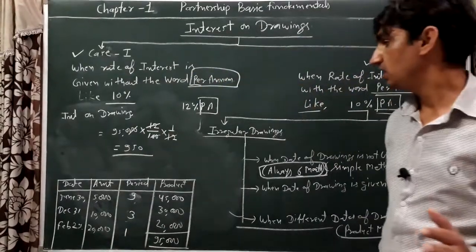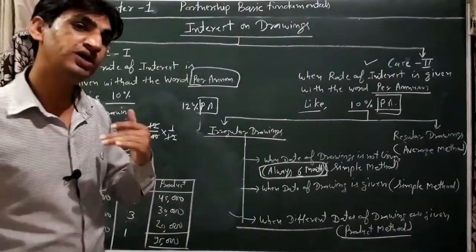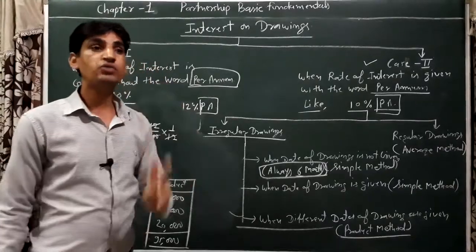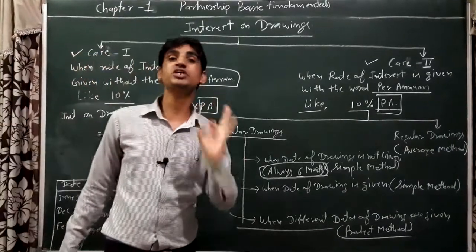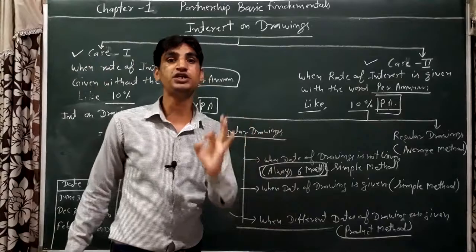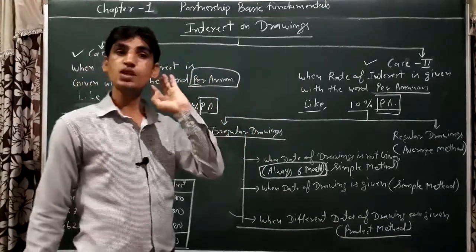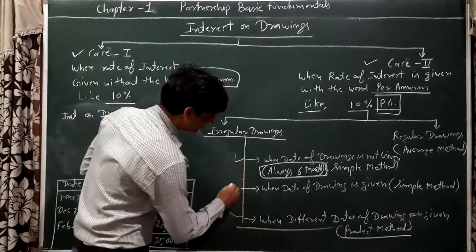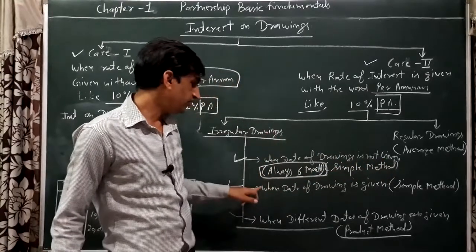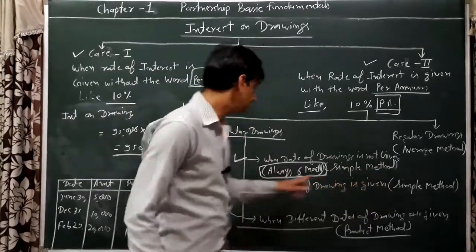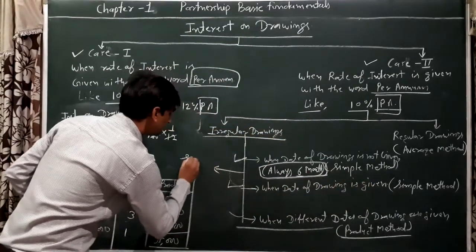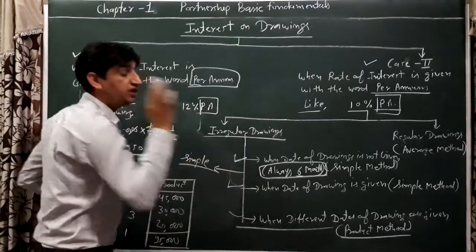Is it clear? If you have any kind of doubt here, you can ask me by comment or by call. Now important point, listen here. For calculation of interest on drawing, three methods are used. The first method is the simple method. It is used in both conditions, when the date of drawing is not given in the question and when the date of drawing is given in the question.